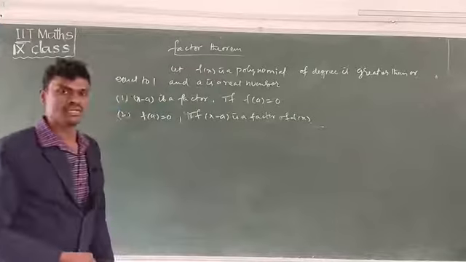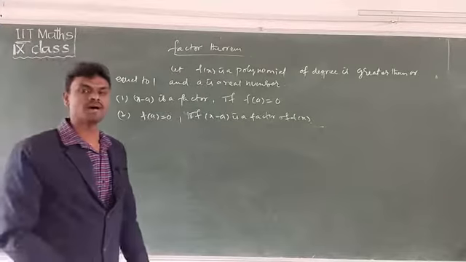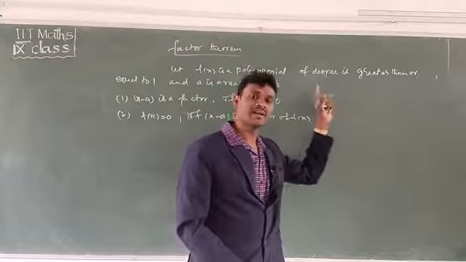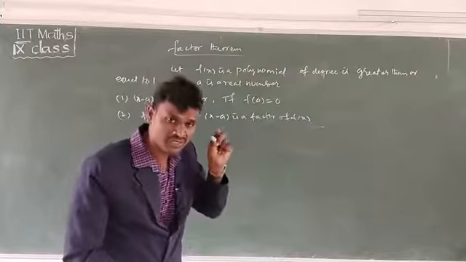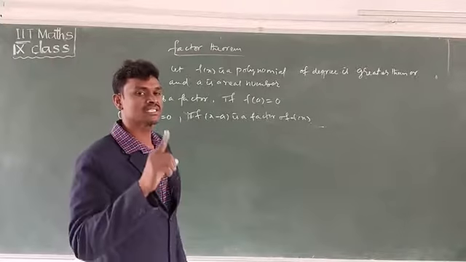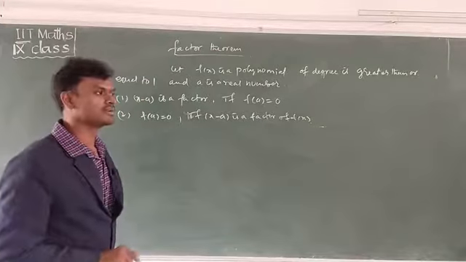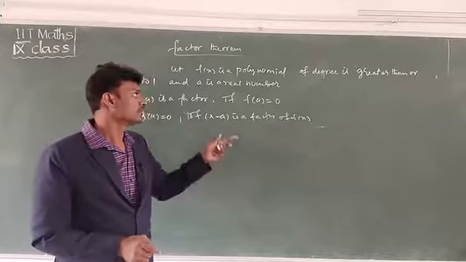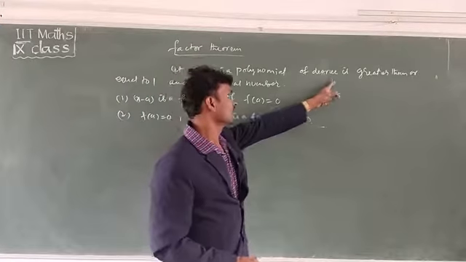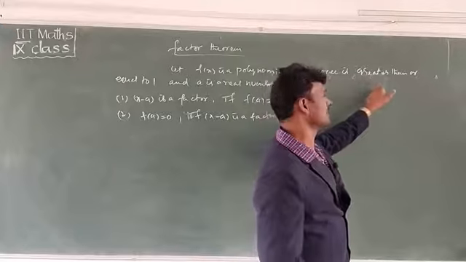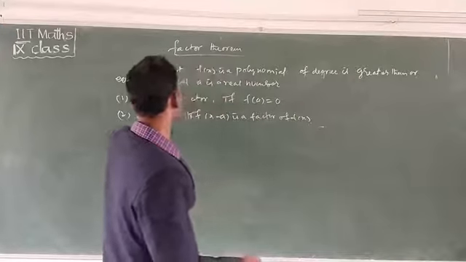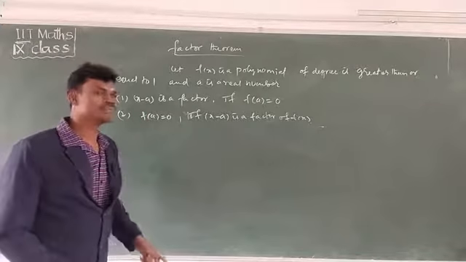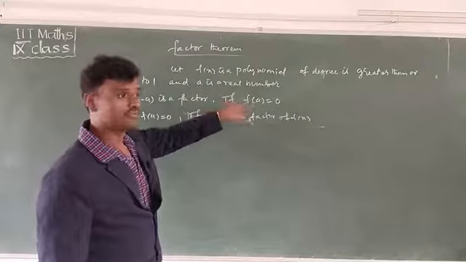See here once again. Let f of x be a polynomial of degree greater than or equal to 1. That means you have to take at least one linear polynomial. Why? Because a linear polynomial's degree is 1. Thereafter you have to take a constant polynomial, but that's why the condition is given. f of x is a polynomial of degree greater than or equal to 1 and a is a real number. Then x minus a is a factor if f of a is equal to 0.